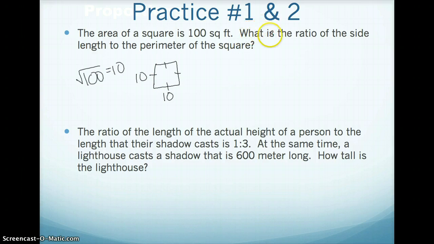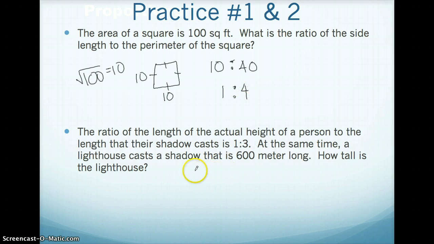Then it's asking, what is the ratio of the side length to the perimeter of the square? Well, we know a side length is 10. And we know to find perimeter, we need to add up all of the sides. And we know a square has 4 sides, so 10 plus 10 plus 10 plus 10 is 40. And we need to reduce this ratio, or simplify it, and so we should get 1 to 4. It has a ratio of 1 to 4.